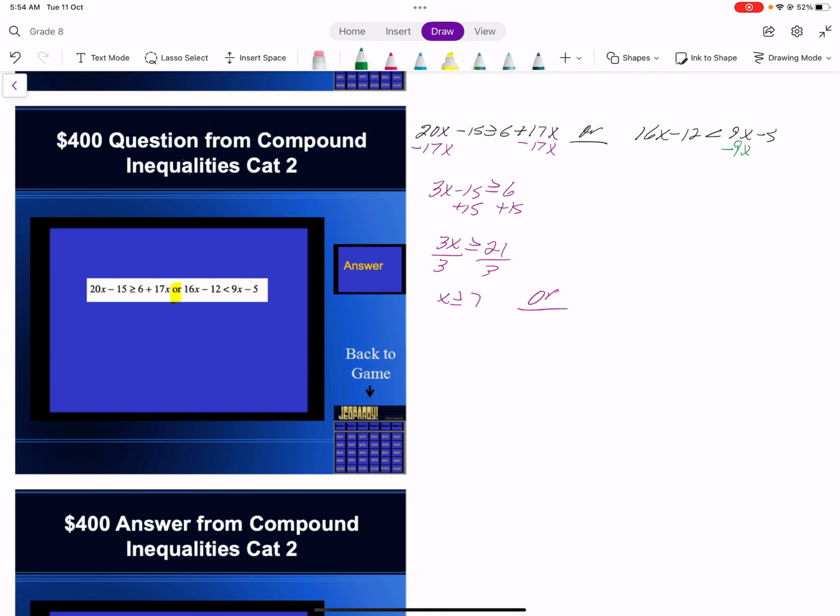We're going to subtract 9x from both sides to move our variables to one side. So 7x minus 12 is less than negative 5. Then we're going to add 12 to both sides. So 7x is less than 7. Divide by 7, x is less than 1.